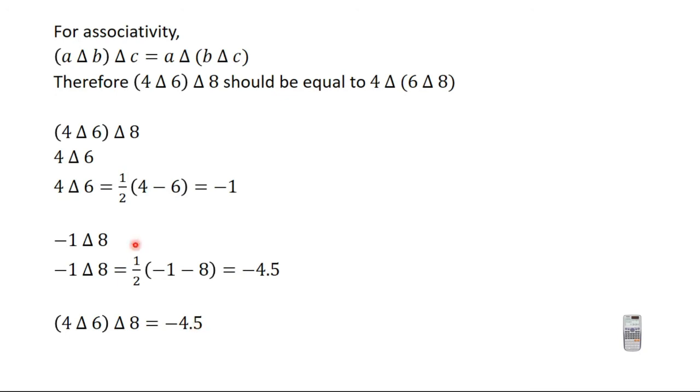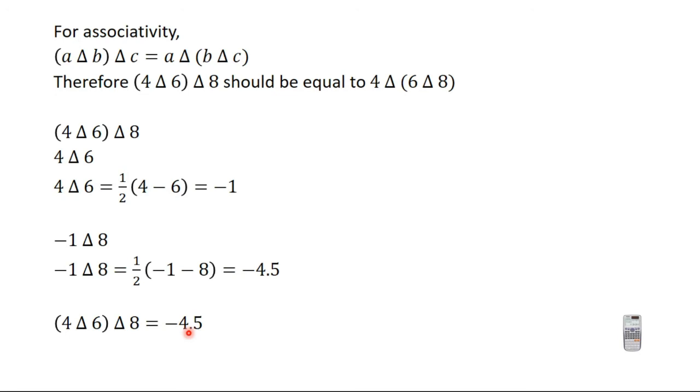Remember, you first compute what is in the bracket. After we did that, we got negative 1. Then you replace what is in the bracket with the answer that you have. Then you do the final computation. That final answer will be the answer for this. So 4 delta 6 in bracket delta 8 is giving us negative 4.5. So this is the left hand side. On the left hand side, we got negative 4.5.